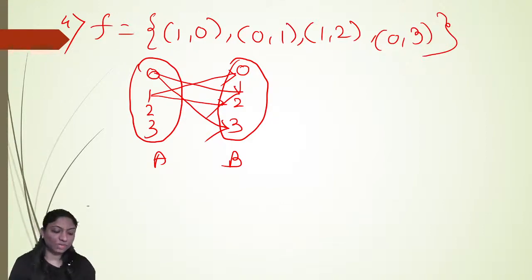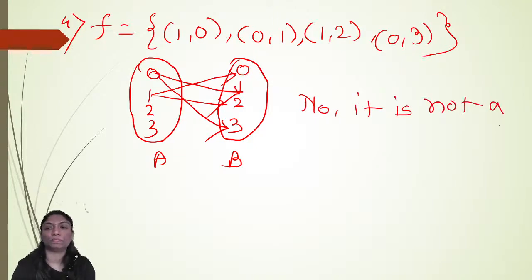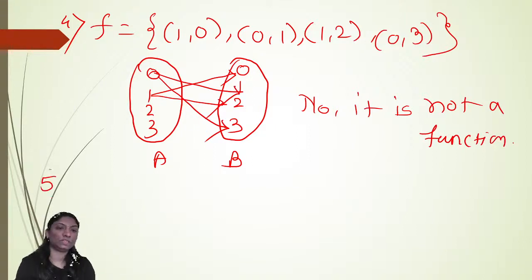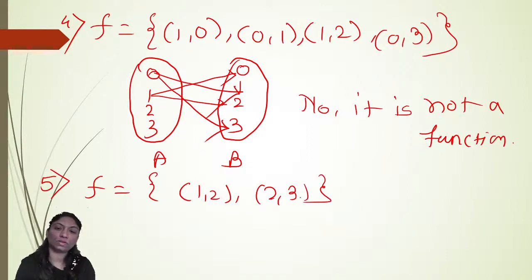Because to satisfy the definition of a function, every element must have a unique image. Now here 0 and 1 have two different images. So this is not a function. Clear? Fifth one we will see. Here f is defined as f is equal to {(1, 2), (2, 3)}.